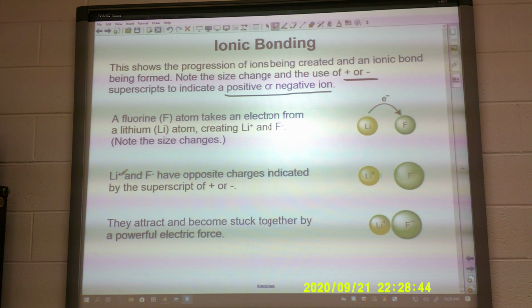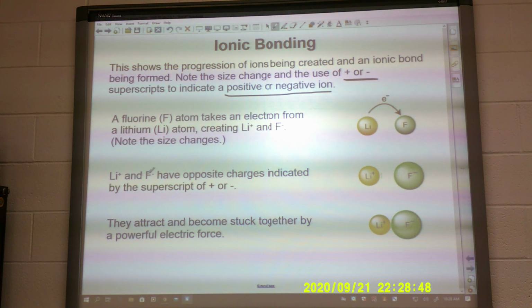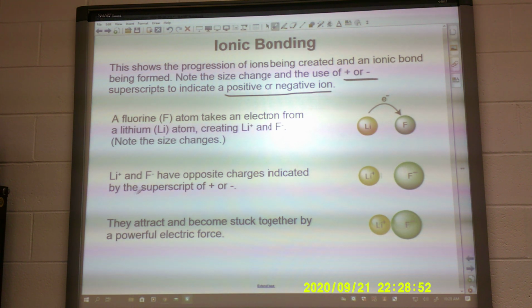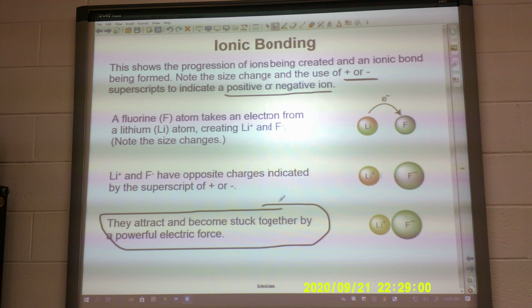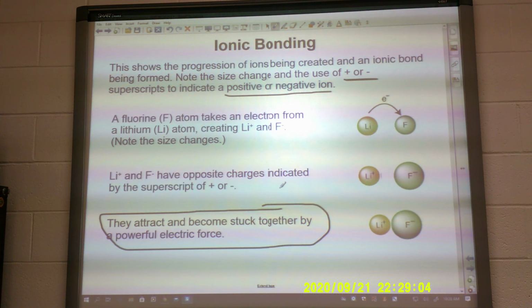A positive lithium ion and a negative fluorine ion have opposite charges indicated by the plus or a minus. They attract and become stuck together by a powerful electric force, because if you remember, opposites attract each other.